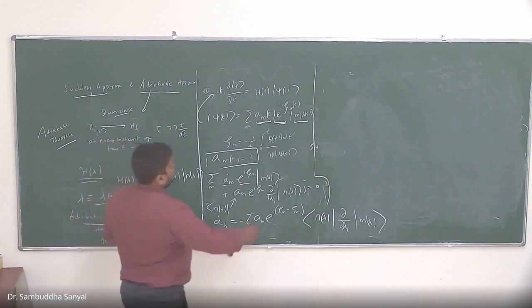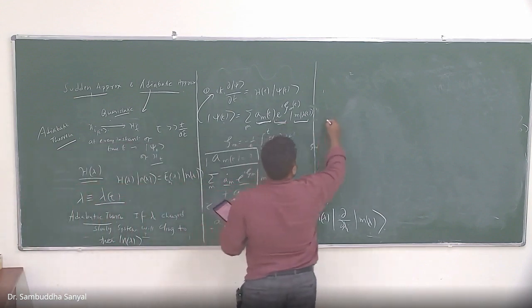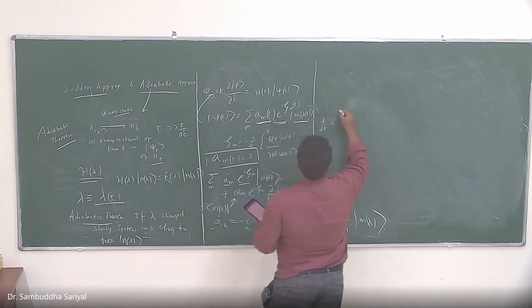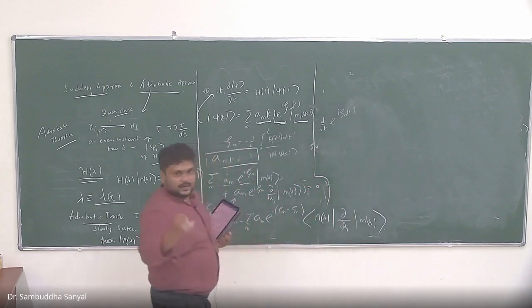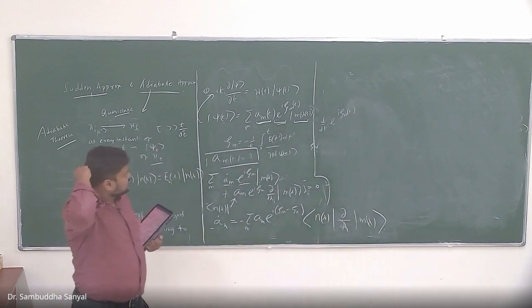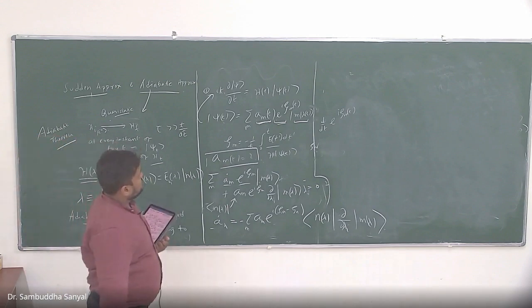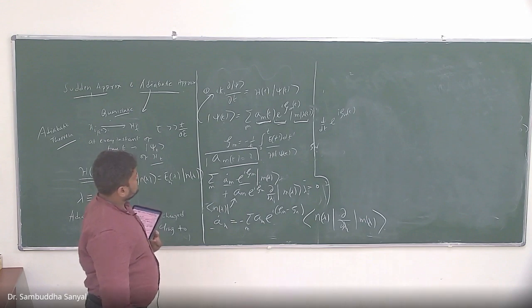Okay, so show this. I think this second term will become 0. So d/dt of e to the power i gamma_m t. This term, right? So I think this will become 0. Just show this. How do you show this?